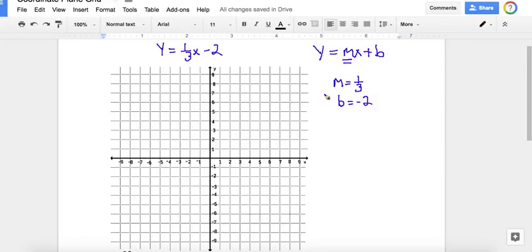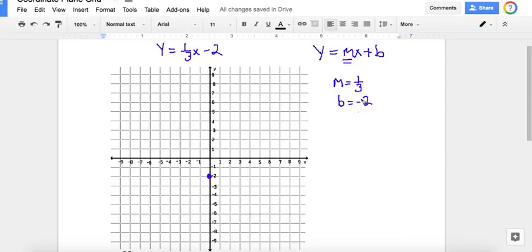Now, recall the y-intercept occurs when the x is 0. So if I plugged in 0 into this equation, the y value would be -2. So we call that the y-intercept. So recall when we're graphing, we make a dot at the y-intercept. So the y-intercept is -2. So we're going to put a dot right here.